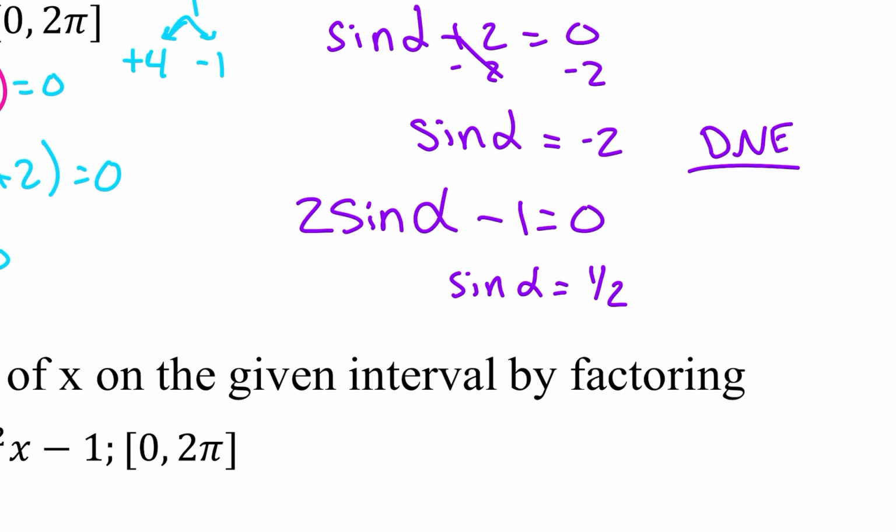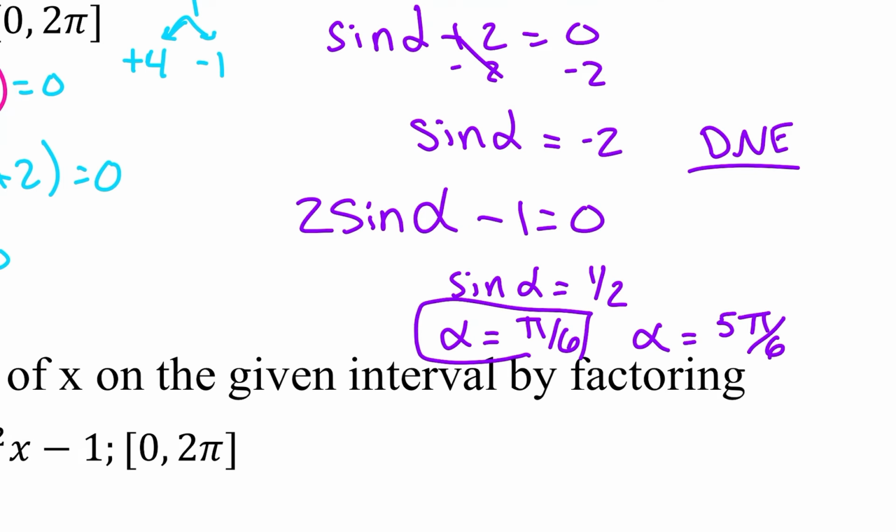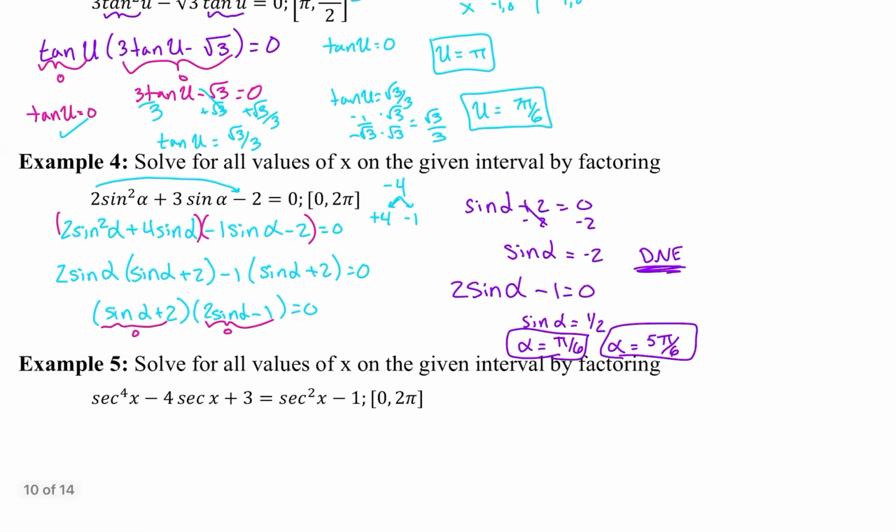So we know that's going to happen in quadrants 1 and 2. So alpha would happen at pi over 6 is where we'd have y equals 1/2. And alpha would be positive 1/2 at 5 pi over 6. So those are the only two answers that would actually work for this problem. The first one doesn't give us any because it did not exist. So those are the only two answers we could use.